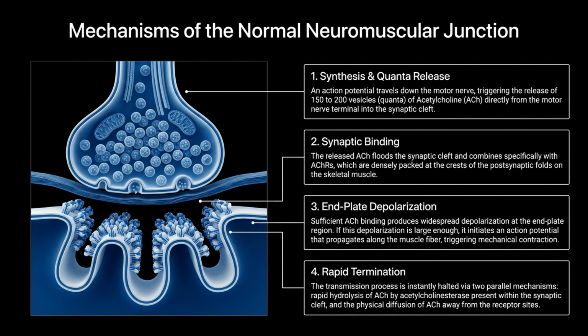This process is then rapidly terminated by two mechanisms. First, hydrolysis of ACH by acetylcholinesterase, which is present right within the synaptic cleft. Second, diffusion of ACH away from the receptor.